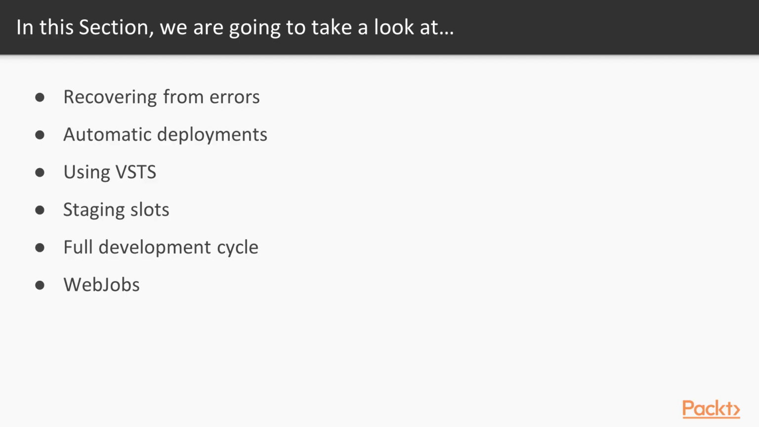We will begin by solving some errors caused by the previous deployment. Moving on, we will set up automatic deployments using GitHub. And after that, we will also deploy using Visual Studio Team services. Setting up staging slots for testing is the next step. And once we set them up, we will push a new feature first to staging and then to production.